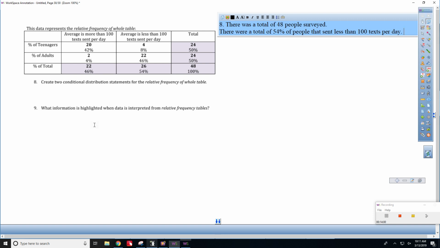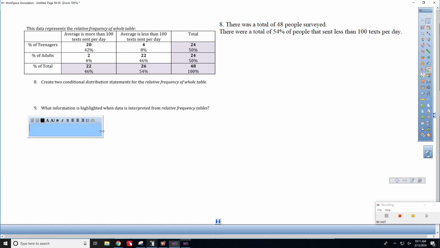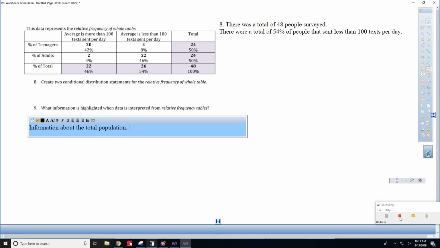And now what information is highlighted when data is interpreted from the relative? What information is highlighted? I think that's information about the total population. Whereas when we look at the relative subgroups, those are the subgroups. Those are like just the males, just the females, or just the teenagers, just the adults, or just the over 100, just the under 100. Is that it? Yeah, I think so. Yeah? What do you got to say about that? Boom!